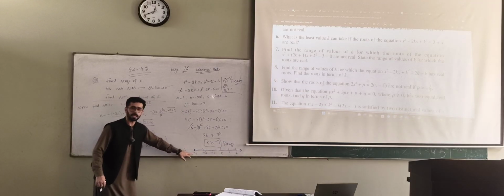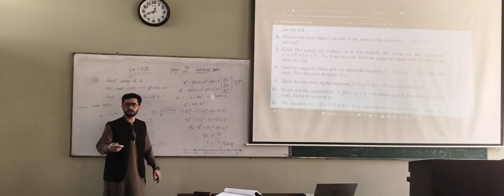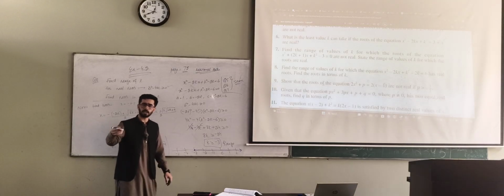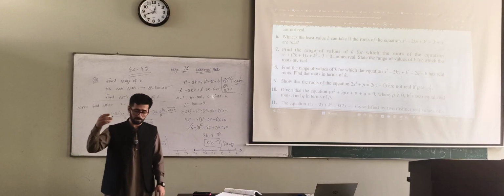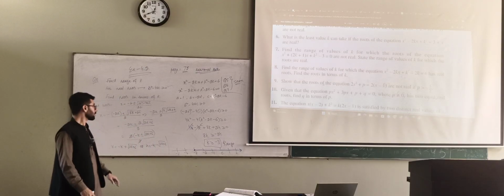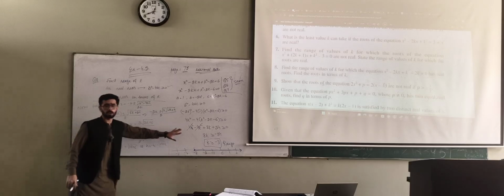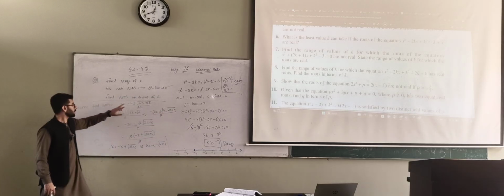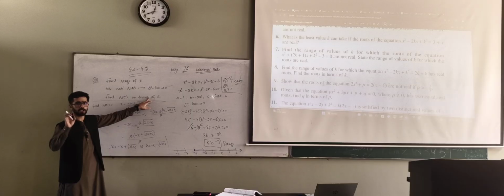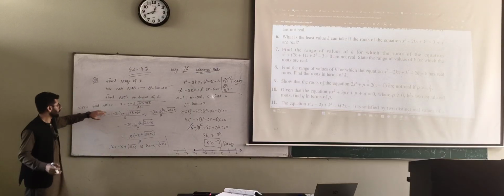It means k can be negative 3. It can be any number bigger than negative 3. That is negative 2.9, negative 2.5, negative 2, negative 1, 0, 1, 2, 3, and so on and so forth up to positive infinity, right? We got the range of k. Now we need to find the roots, but in terms of k. So our answer should have k in it in the end.